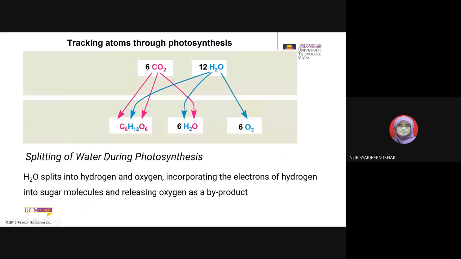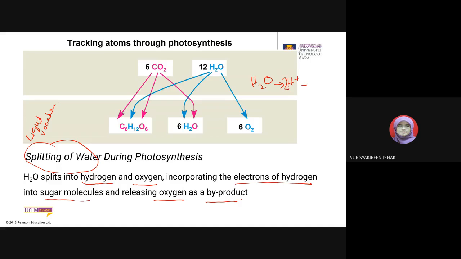Okay, so ini adalah proses yang saya cakap tadi, splitting of water molecule. Splitting of water molecule occurs during light reaction. Water molecule will split into hydrogen and also oxygen, incorporating electrons of hydrogen into sugar molecules and releasing oxygen as byproducts. Okay, so ingat masa photolysis of water which occurs during light reaction, dia akan menghasilkan hydrogen ions.